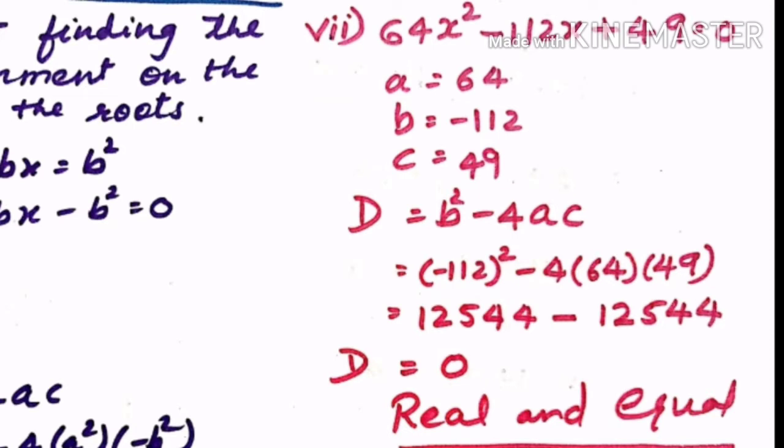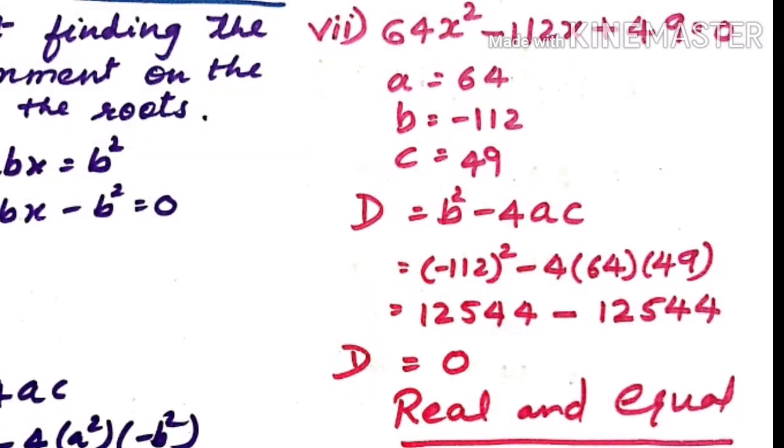Okay, now we see our question number 7. 64x square minus 112x plus 49 is equal to 0. Here our a is 64, b is equal to minus 112 and c is equal to 49. Now I find d is equal to b square minus 4ac. Minus 112 square minus 4 into 64 into 49. So the value is 12,544 minus 12,544, that is 0. So by this we can say that the roots will be real and equal.